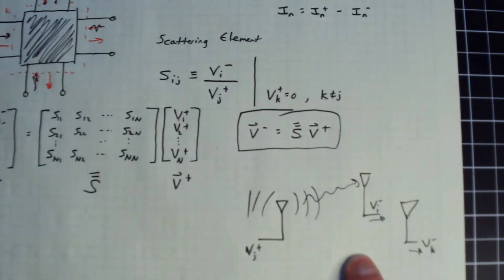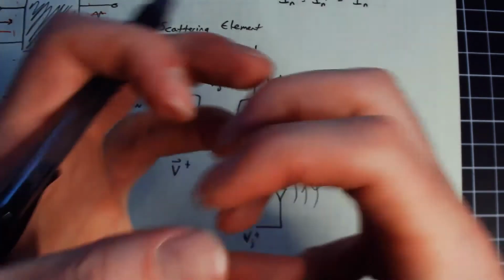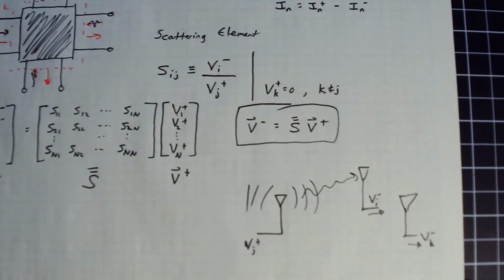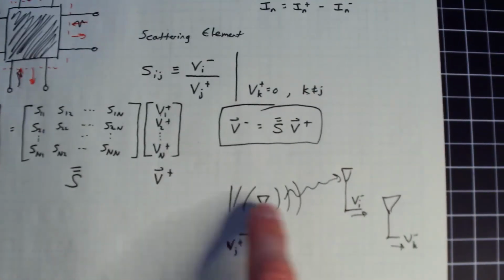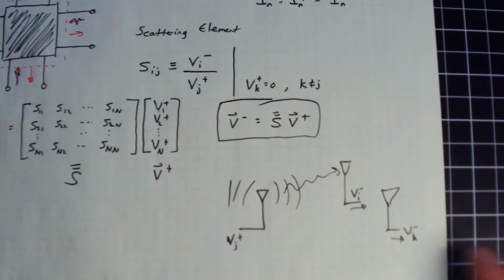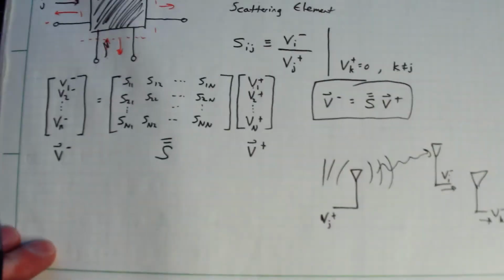So you notice that black box doesn't even have to be a physical circuit box. It can just be an array of antennas. And the same principle will apply, and this will allow me to characterize how much energy is, say, going from one antenna to the next.